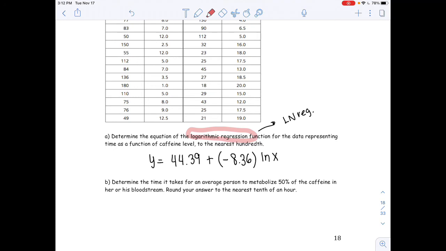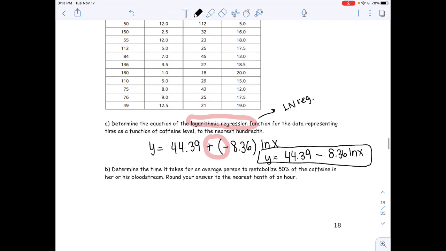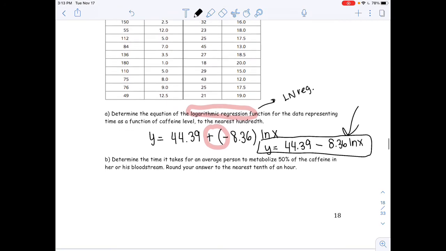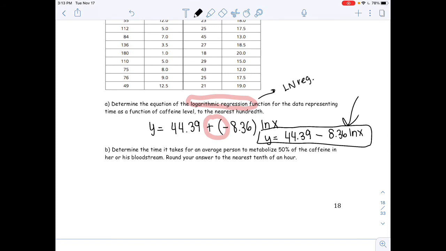Now, this is not how you'll leave your question. These you need to simplify. It is not okay to leave it like that. You need to write it as y equals 44.39, A plus and a minus should equal a minus 8.36 ln of x. So you need to simplify your answer and only write one symbol or one sign in between the numbers. So this is the answer I'd be looking for to give you full marks.